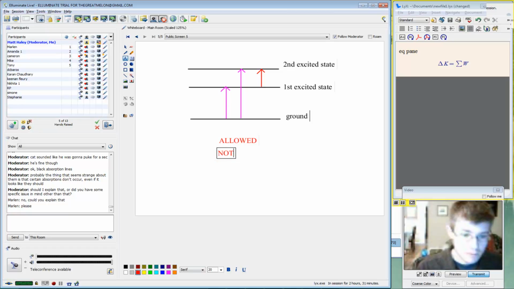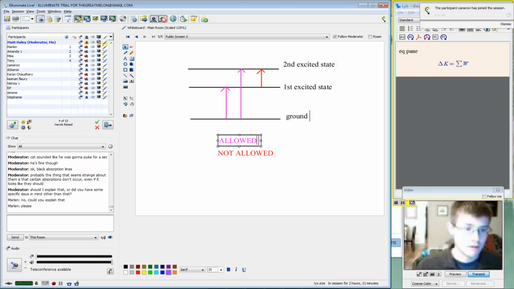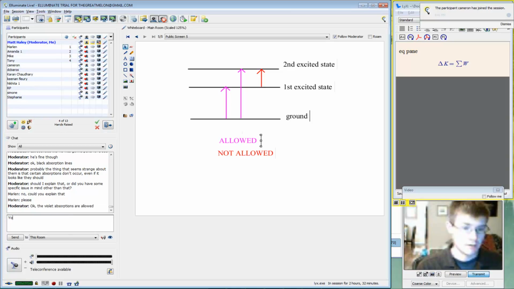Sometimes it's good to color your text also, so you'll see what I did with text color here. I had made a mistake there because I used the wrong color. Okay, well that's what I meant to do. The violet arrows were allowed and the red one was not allowed. And you can see me explaining that to the student in the text box here.